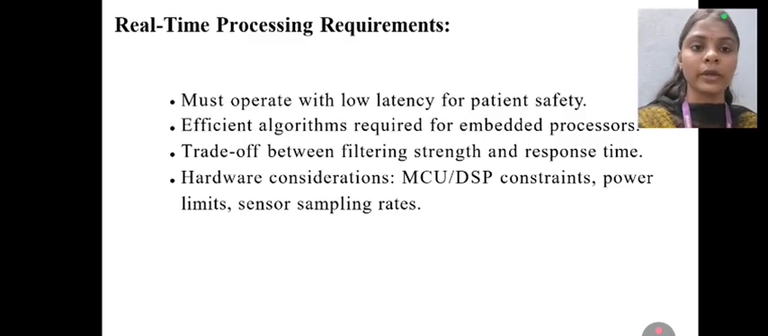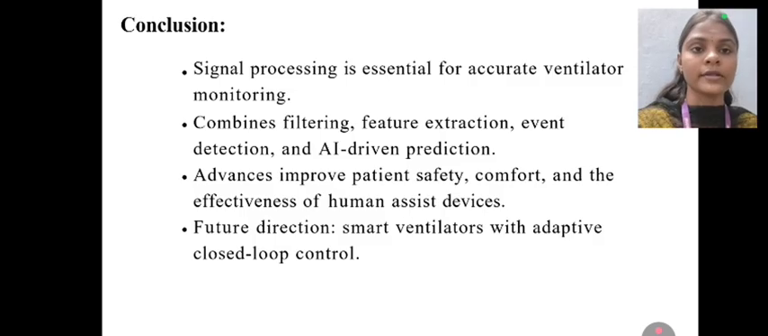Real-time processing requirements. The ventilator monitoring system is common in every hospital, and it was developed because of the real-time processing requirements. Real-time processing is a must because it operates with low latency for patient safety, and efficient algorithms are required for embedded processors. The hardware considerations are MCU and DSP constraints, power limits, and sensor sampling rates. Because of critical care management, real-time processing is a must and should be required for this ventilator monitoring system.